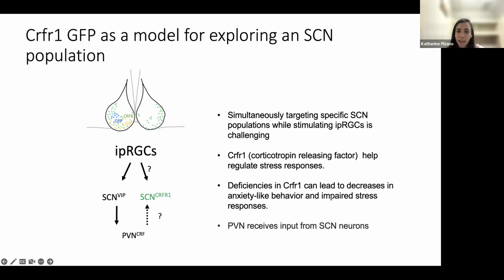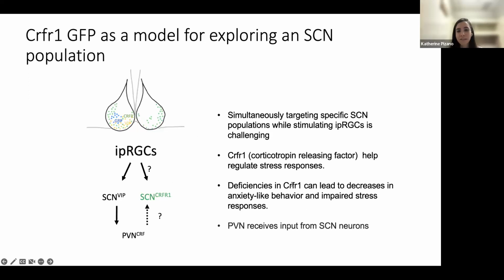experiment. And we know that the SCN itself is very heterogeneous, so it contains at least 5 known cell populations, not to mention that there are also subpopulations that may have functional relevance themselves. So luckily, this CRF GFP mouse line can help alleviate some of these problems.